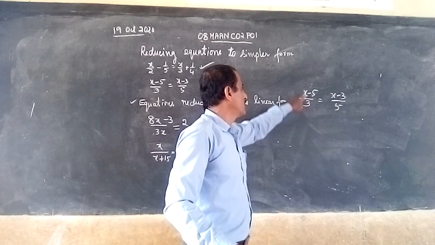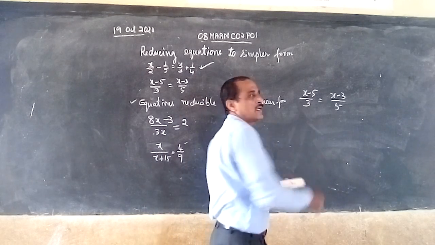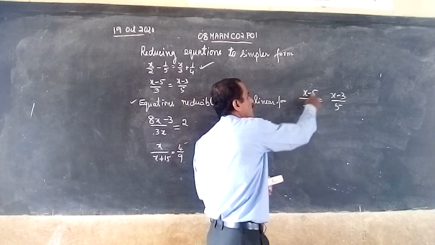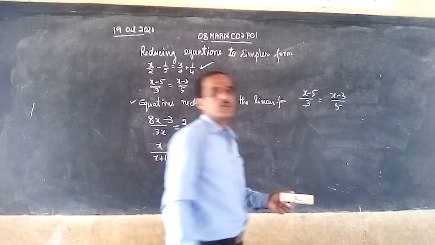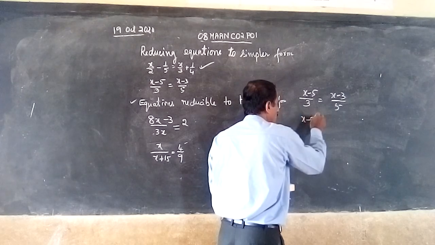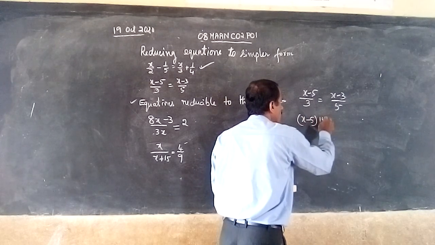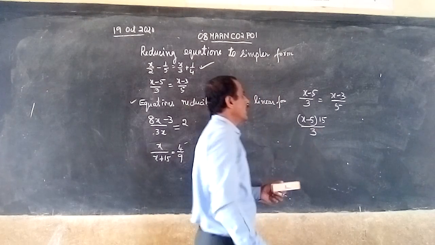It is x minus 5 as a whole term, not x by 3 and 5 by 3. Not like that. The meaning is x minus 3 is one single term. So, LCM of 3 and 5 is 15. So, multiply by 15, x minus 5 into 15, divided by 3.